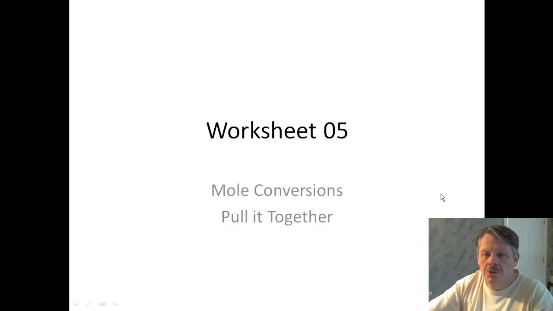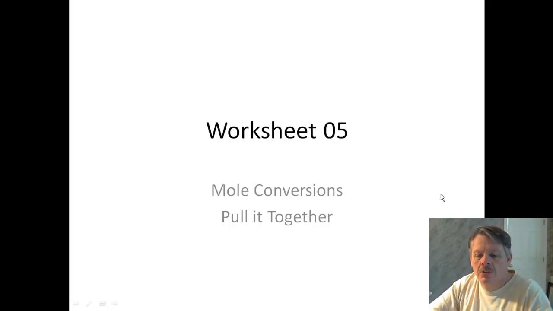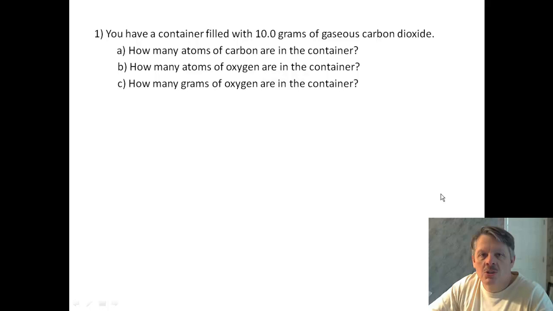Alright folks, today we're going to be talking about mole conversions, putting it all together. This is the last one out of all 5 worksheets. It's only 2 slides, so hopefully it'll go pretty quickly for you.